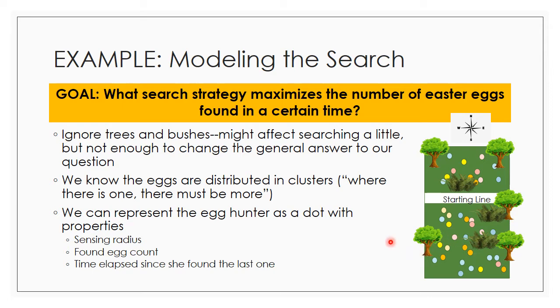It means that we need to take into account the initial egg sensing path, then the radius for the nearby eggs. We will probably want the model to store the count of the found eggs, and the time elapsed since we found an egg can help us determine whether to change the direction of our egg sensing path in order to optimize the count of our found eggs. So these would be some of the necessary attributes for this model to store our information.